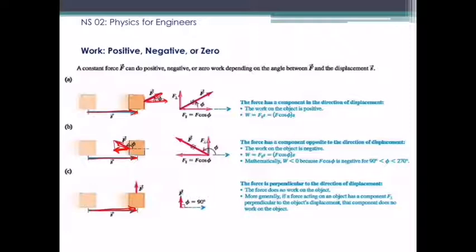So if a force acting on an object has a component perpendicular to the object's displacement, that component does no work on the object. The force does no work on the object. So the work is 0 for that.